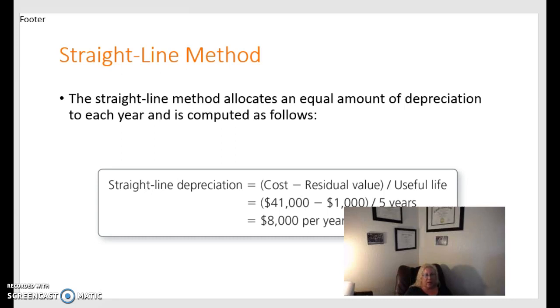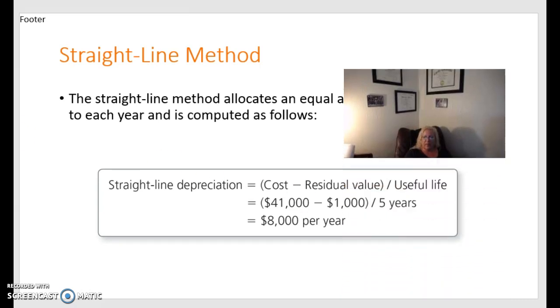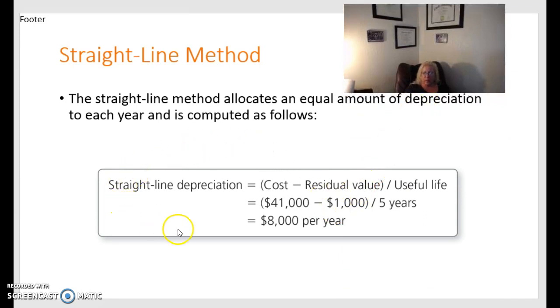Under the straight-line method, residual value is deducted from the cost and then divided by the estimated useful life of the asset. The straight-line method is a depreciation method that allocates an equal amount of depreciation for each period. So straight-line depreciation is equal to the cost minus the residual value, divided by the useful life. And this is the most simple formula to use.